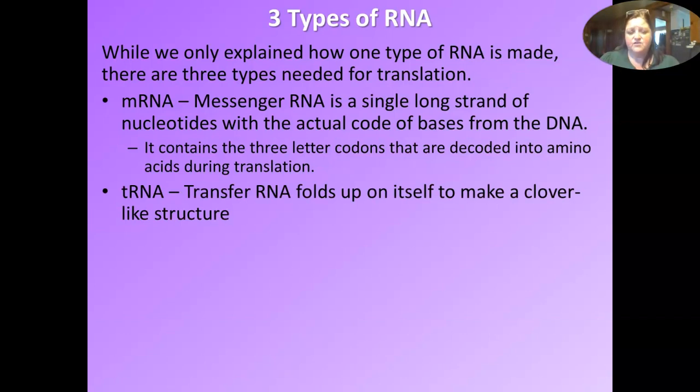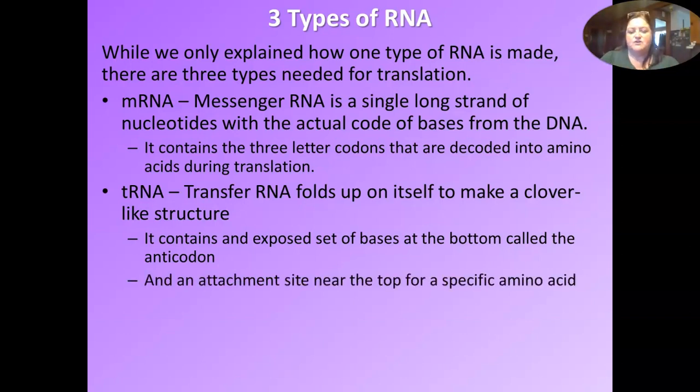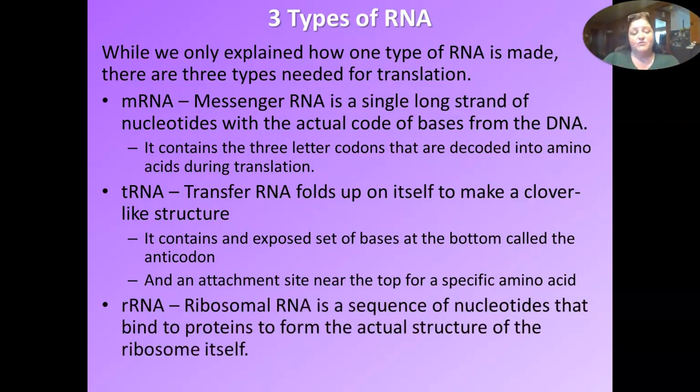tRNA, transfer RNA, is another piece of RNA that starts out single-stranded, but then it folds up on itself to make this clover-like structure. And the clover-like structure has a spot on the bottom where three bases are exposed. Those are called the anticodon. They match the codon. So we know which tRNA we need in order to match the messenger. And then at the top, there's a place for them to hold a specific amino acid. So transfer RNA's job is to take the amino acids and bring them to the site of the ribosome.